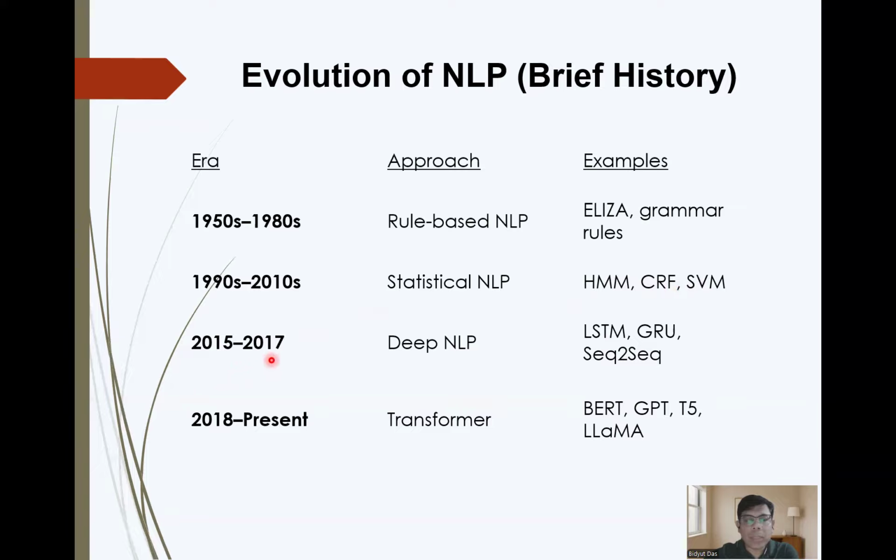From 2015 to 2017, the approach was deep NLP. The methods are LSTM, gated recurrent unit, and sequence to sequence model. And recently, from 2018 to the present, the transformer came and it brought revolutionary changes to NLP techniques. That is BART, GPT, T5, Llama, all the large language models that are used in NLP, where transformers are used. So that is a brief history, generation to generation, of NLP techniques.